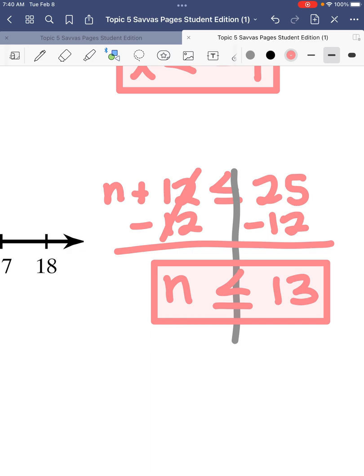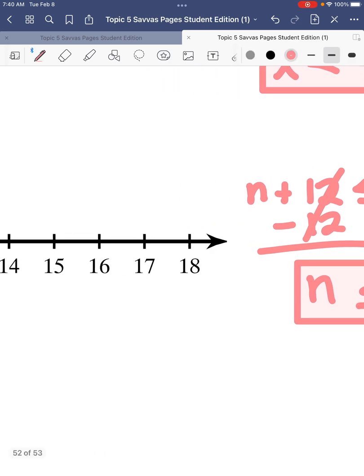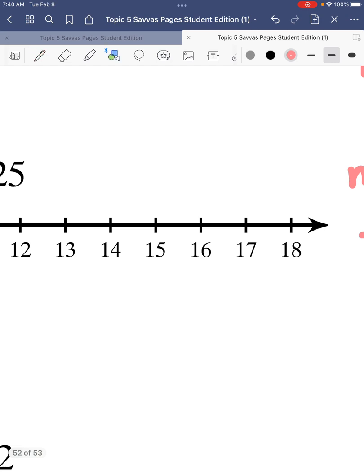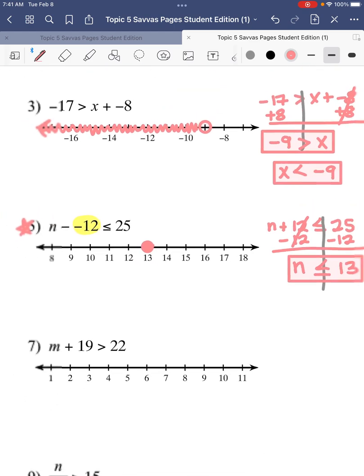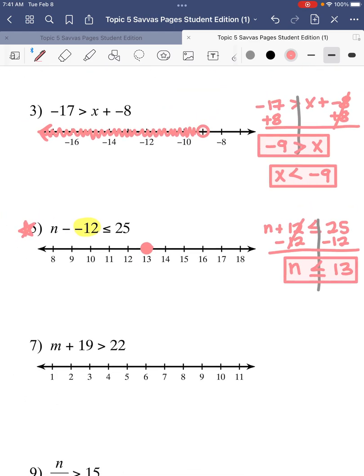And now I just need to graph that. So at 13, I'm going to put a closed circle. And I know it's a closed circle because there's a line underneath my inequality sign. So 13 gets a closed circle. And I'm going to fill that circle in. And now n was less than or equal to 13. So I need to shade all the numbers that are smaller than 13. So I'm shading towards 8. And I'm going to include that arrow.